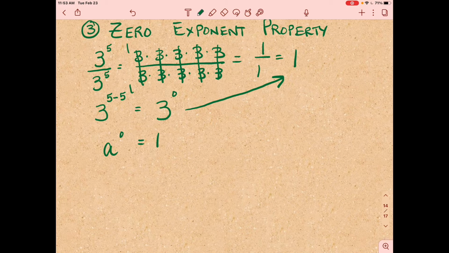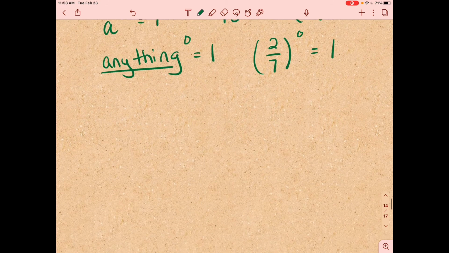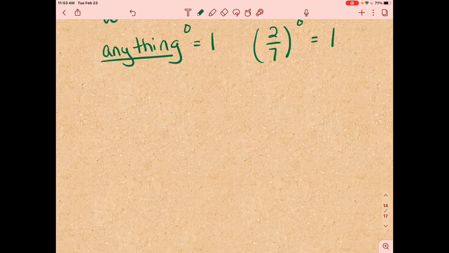Or other examples, 15 to the 0 equals 1. Something like b over c to the 0 equals 1. Or something like 2/7 to the 0 equals 1. Anything to the 0 equals 1.